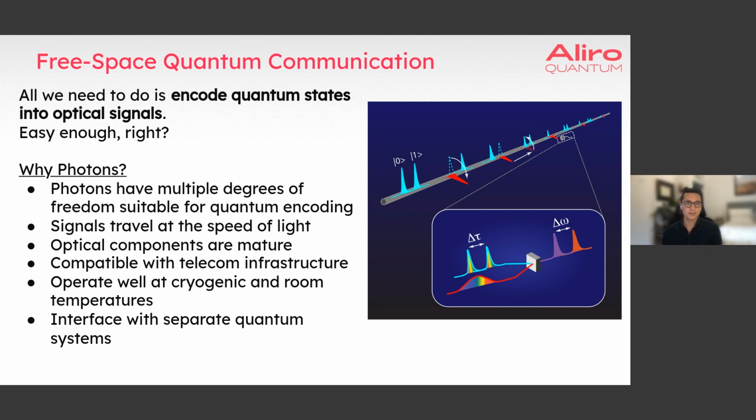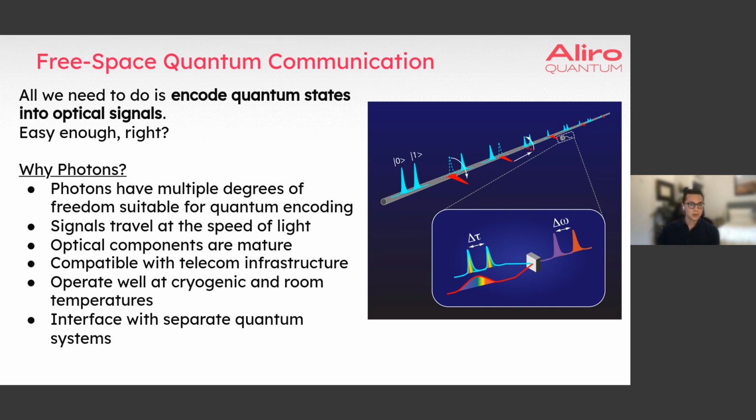Well, photons have a set of unique properties that actually make them quite promising and a great candidate for encoding quantum signals for communication. Photons have multiple degrees of freedom suitable for quantum encoding. So photons have, for example, their frequency, photons have their polarization, etc. There are different degrees of freedom that we can use to encode our logical quantum states. These photons travel at the speed of light, which is great for communication systems.